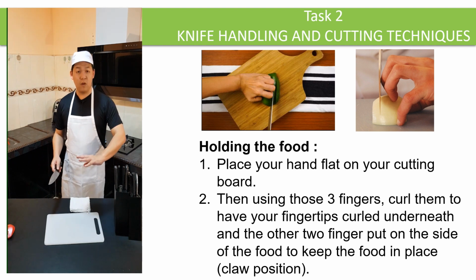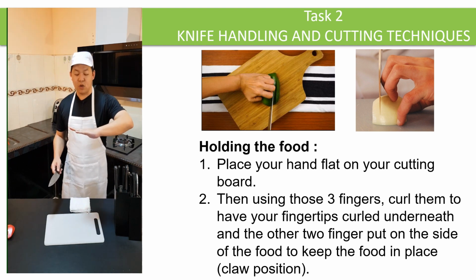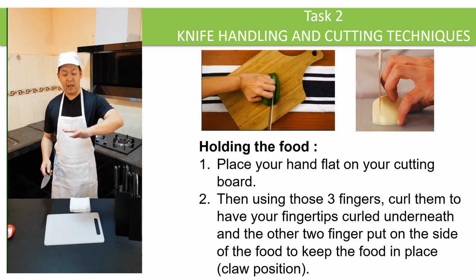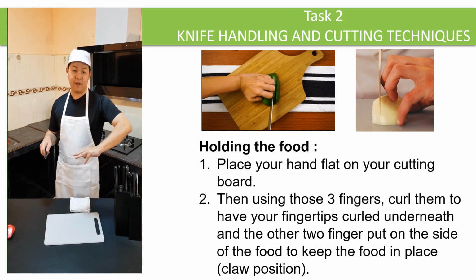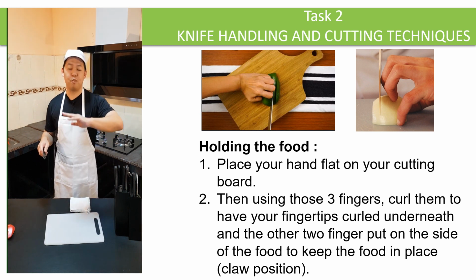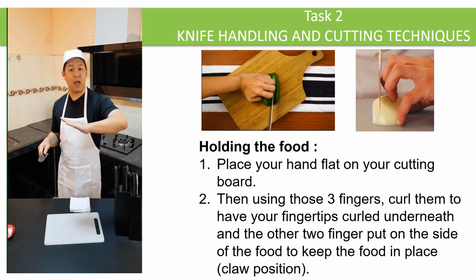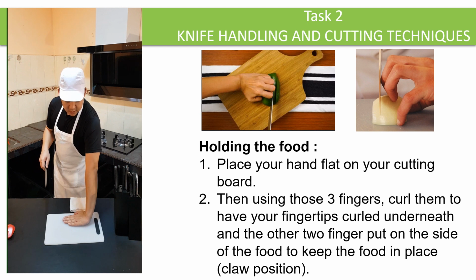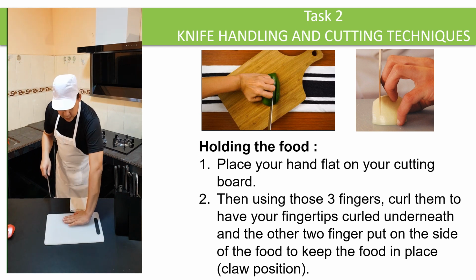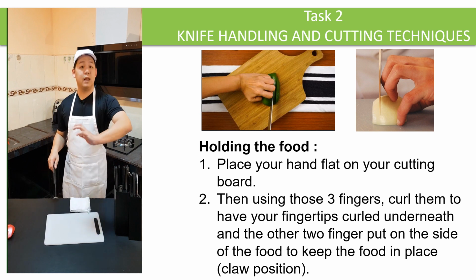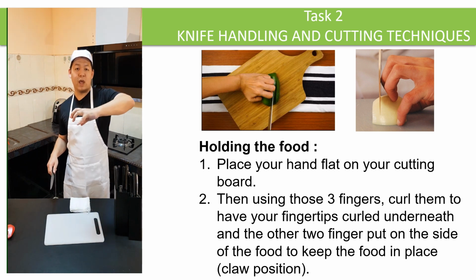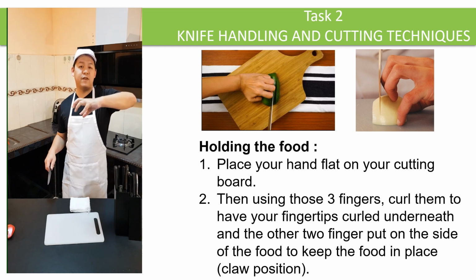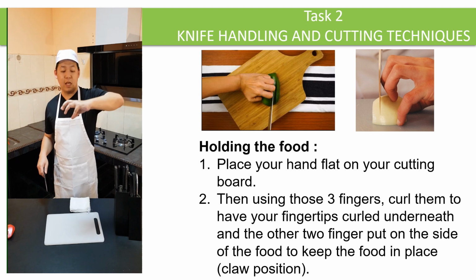Alright. To hold the food, first of all, I'm going to show you step by step. We call it the guide hand, because we are going to guide the movement of the blade with our left hand. In order to properly position the hand, you put your hand flat on the cutting board like this. Then use the three middle fingers and curl them a little bit, so your fingertips are tucked underneath. The other two fingers, your pinky finger and your thumb, go on the side of the food to keep the food in place like this.